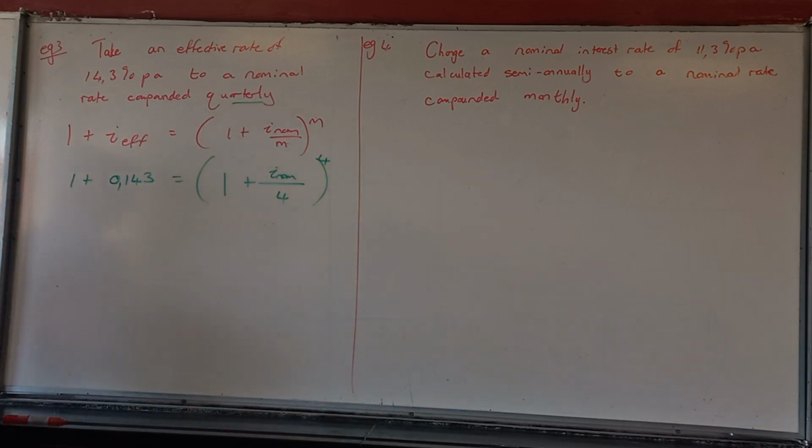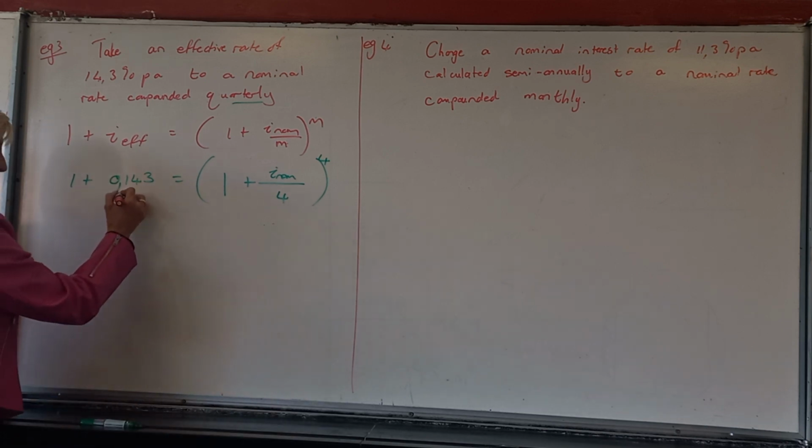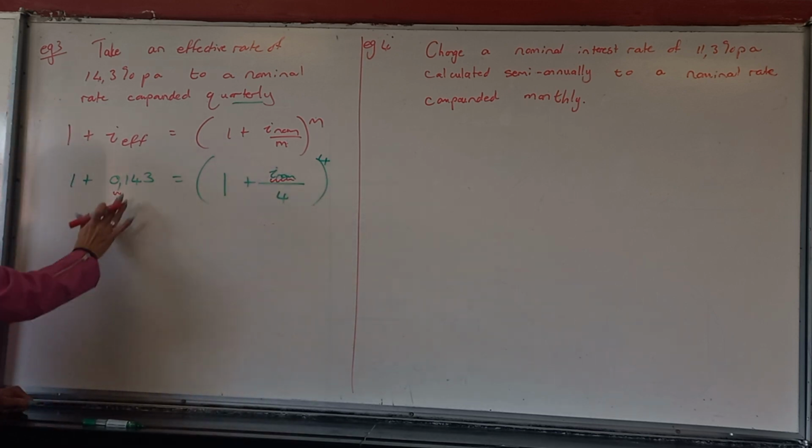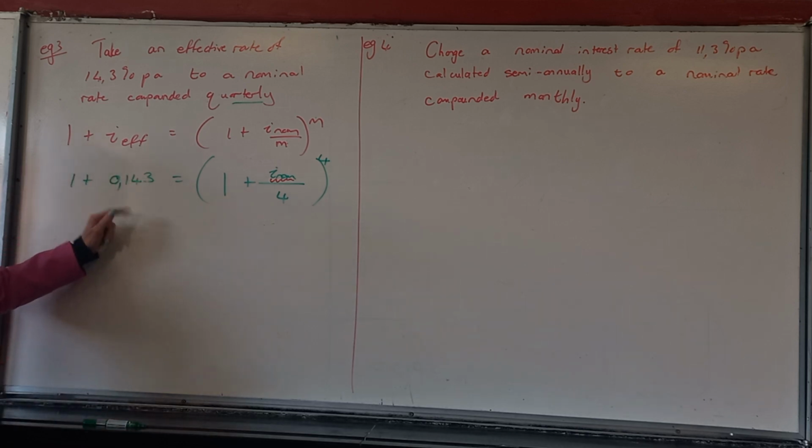Right. Now the only thing to look at here is BODMAS. In which order are you going to do these operations to go and find the unknown, i nominal? So what would you do first? 1 plus 0.143, which is going to give you 1.143. You with me? Yes, ma'am.